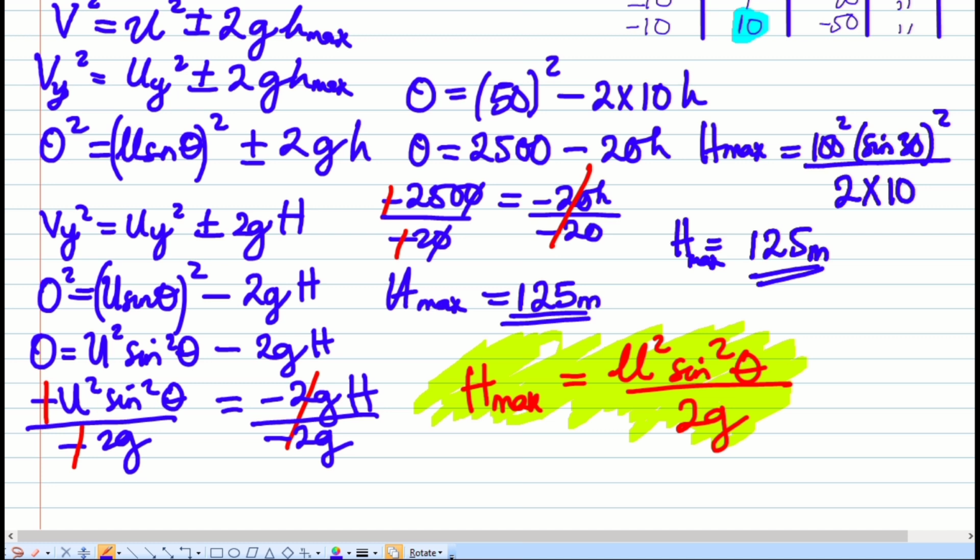I just hope the concept is very clear to you. So stay tuned for the next part of this video. We're now going to look at the formula to get the range, which is the horizontal distance the body covers in the journey.